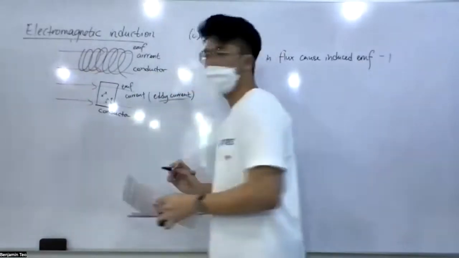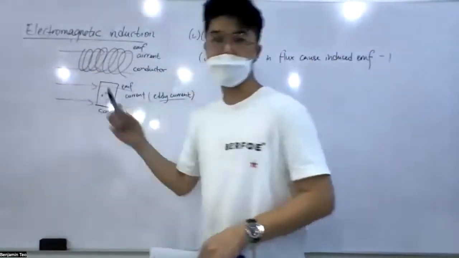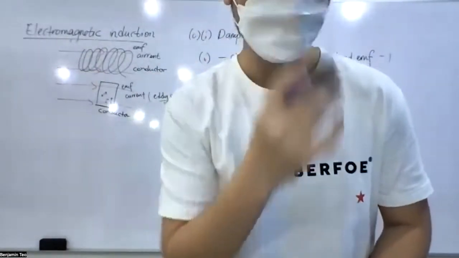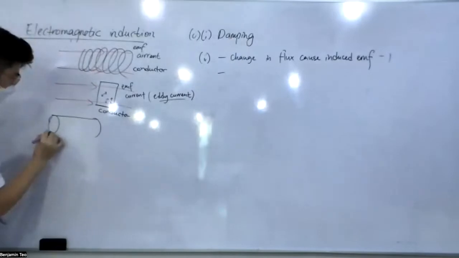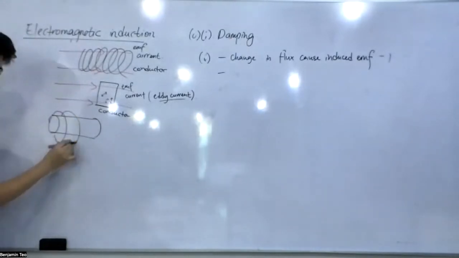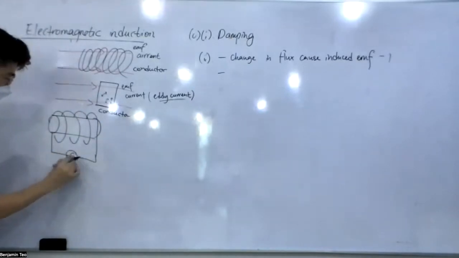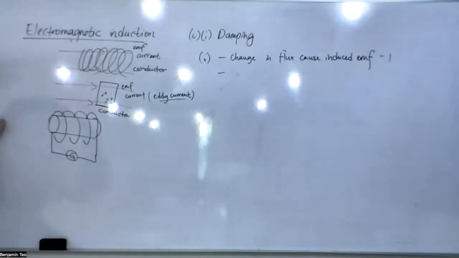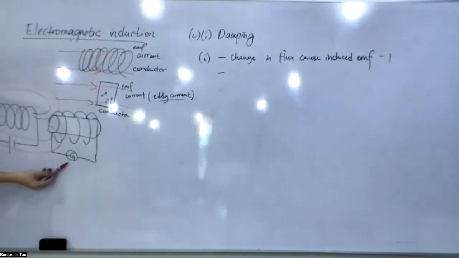Eddy current, is it good or bad? Eddy current will cause heating in the conductor. It will heat up this one, because you have current, and current causes heating. Just like if you take a solenoid. When you take another solenoid, connect it to a power supply, and then you have the field like this, right? This one has a power supply, this one doesn't have a power supply.